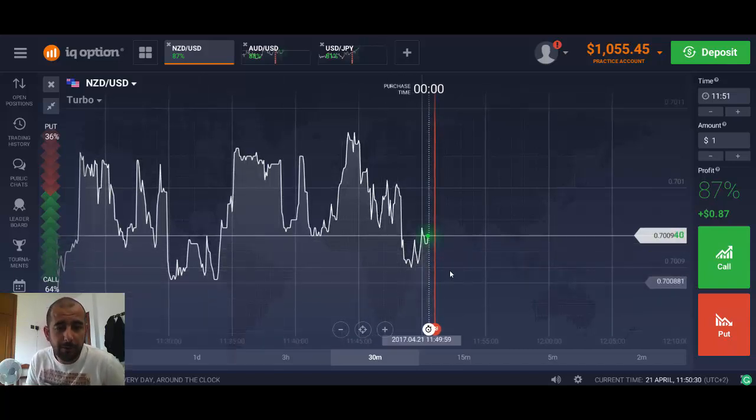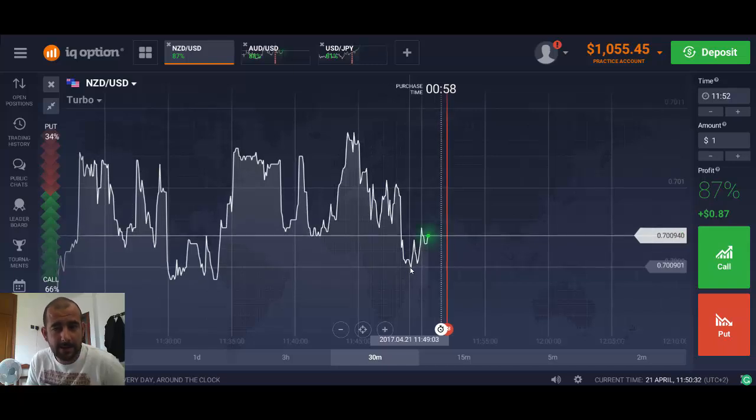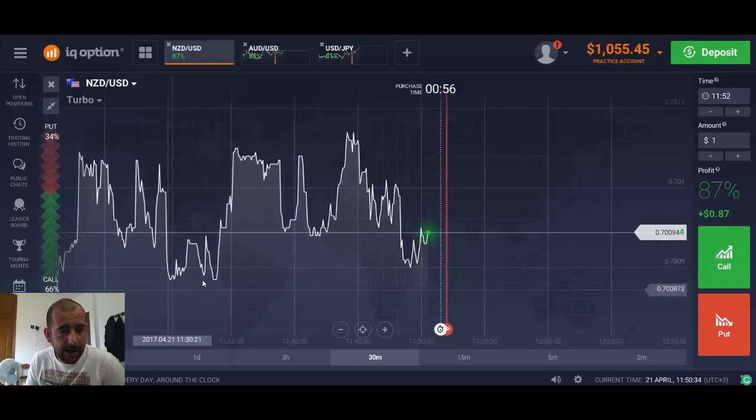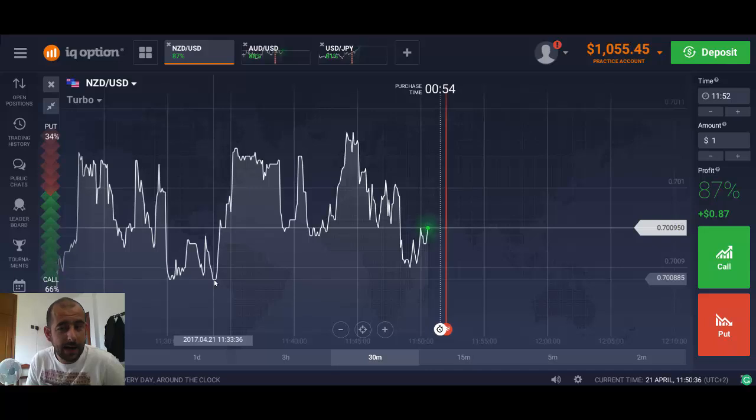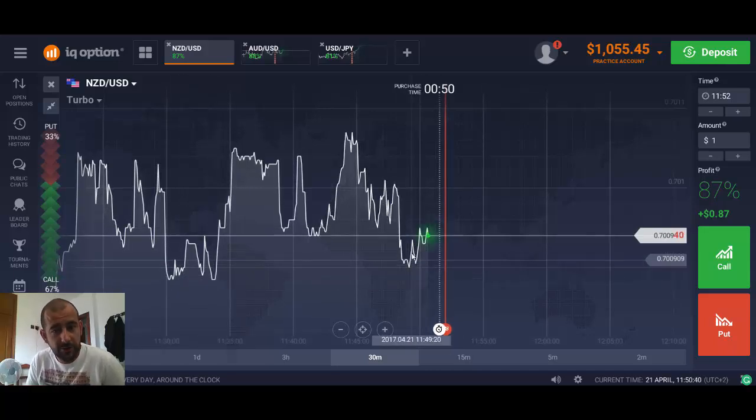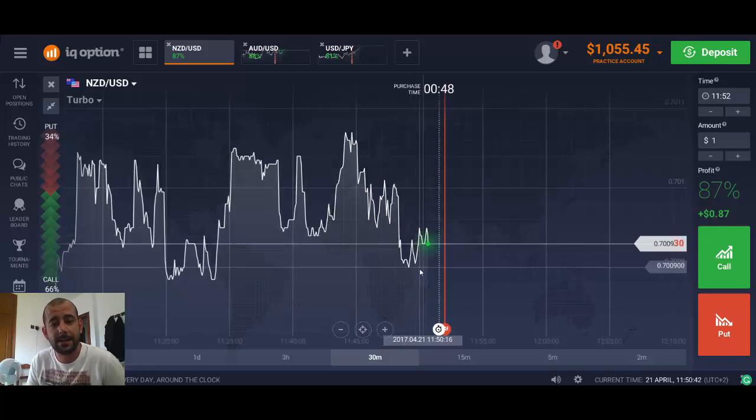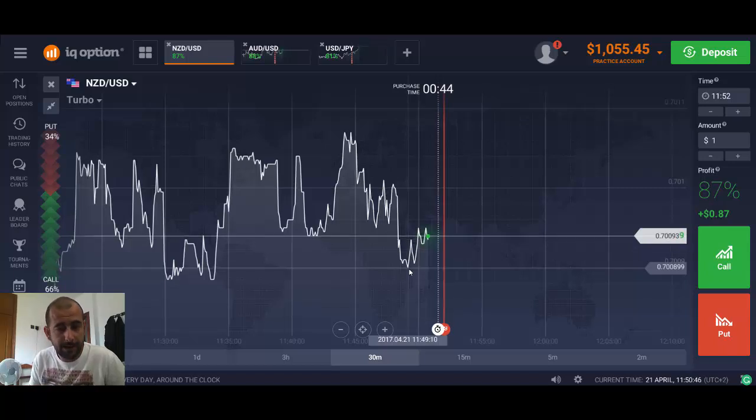Obviously it will vary. Like I say, it's hit this point here, 70901, and then previously it came down to 885. So you just have to judge it, and look at how it's reacting, and when it comes to that line, that's when you want to place that trade. So right now we've got this coming back up.